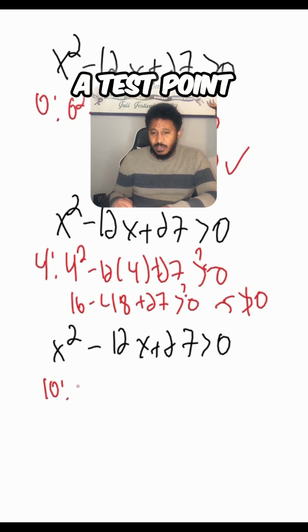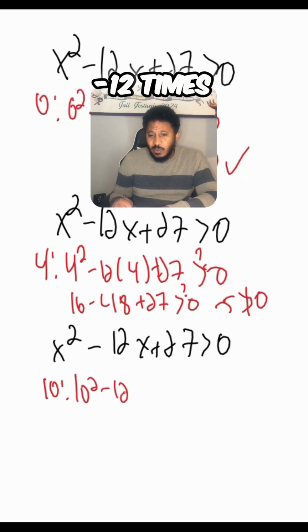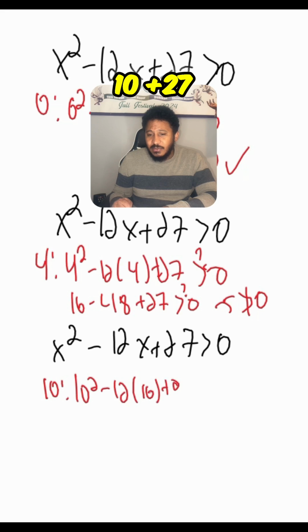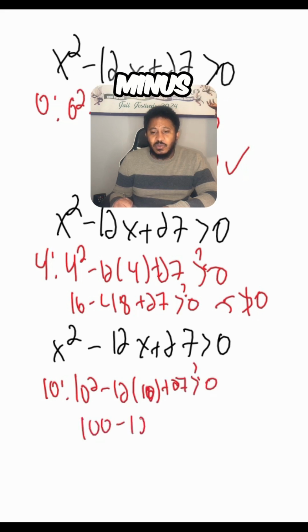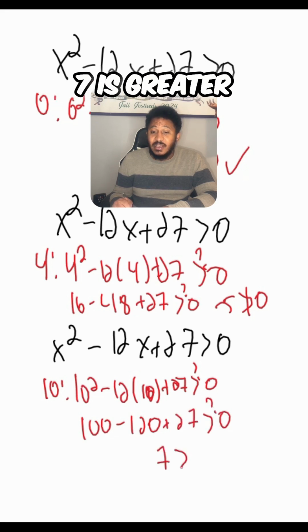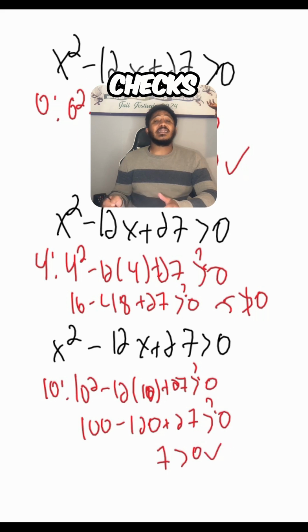We said 10 is a test point. Let's see, 10 squared minus 12 times 10 plus 27. Is that greater than 0? Well, that's 100 minus 120 plus 27. Is that bigger than 0? Yeah, 127 minus 120, so 7 is greater than 0. So that one checks.